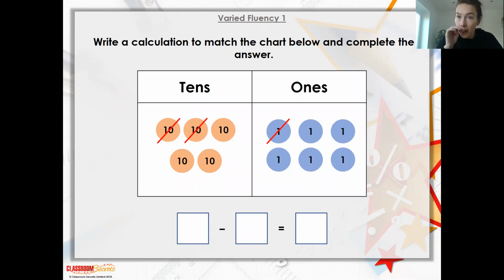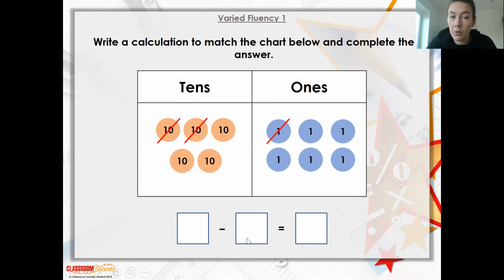So today, your work, you've got a mixture of questions with base 10, place value counters. It says write a calculation to match the chart below and complete the answer. So step 1, what you need to do, you need to figure out what the total number was before the ones that are crossed out were crossed out. So here you've got 10, 20, 30, 40, 50, 5 tens, and then you've got 1, 2, 3, 4, 5, 6. So the total number there, everybody, is 56.